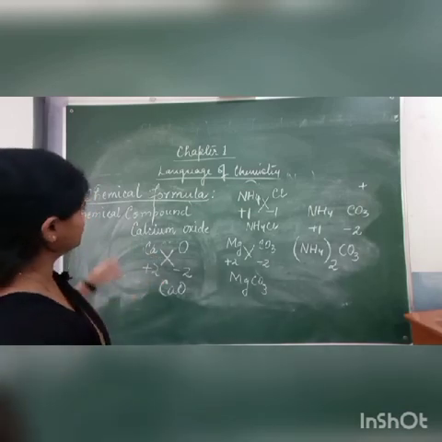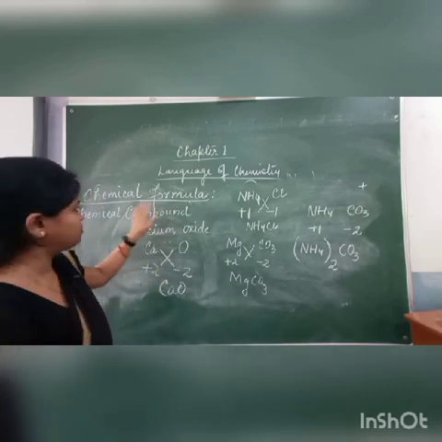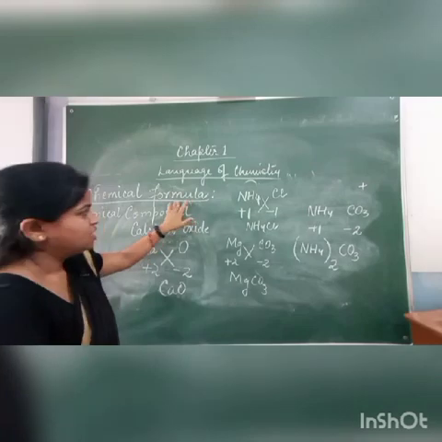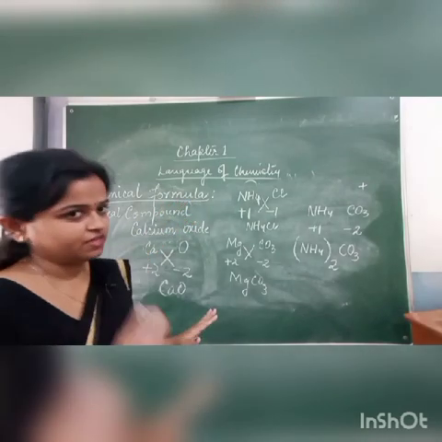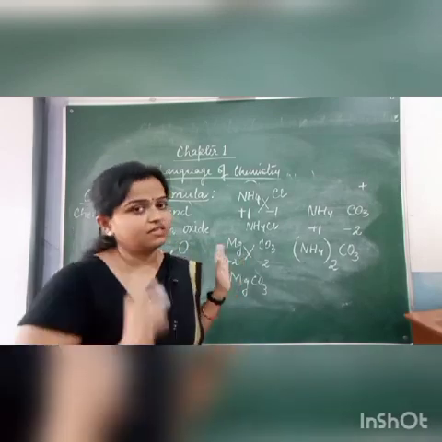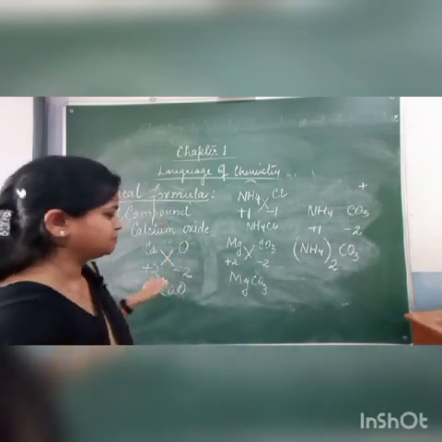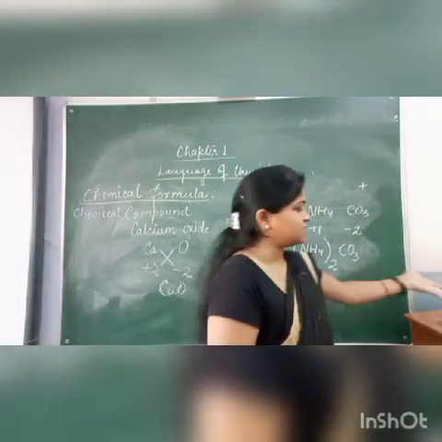So this is about chemical formula. What is a chemical formula? The short form of a chemical compound is called a chemical formula. For writing chemical formulas, you have to work hard. You have to learn the valency chart. Without the valency chart, writing a formula is not possible. And in your book, many examples are given.